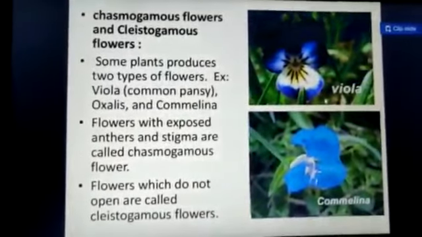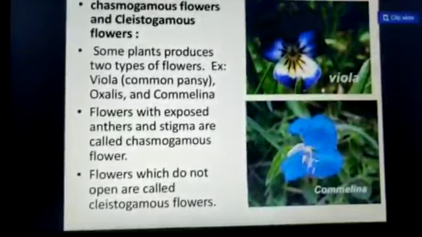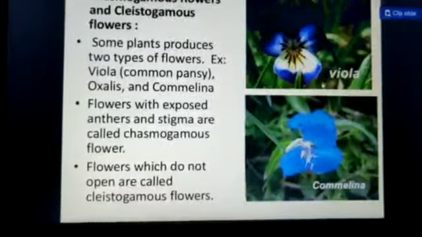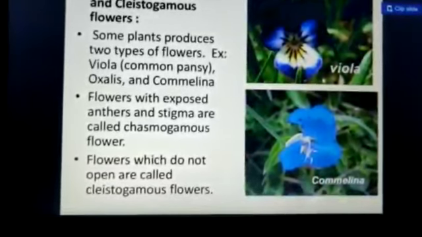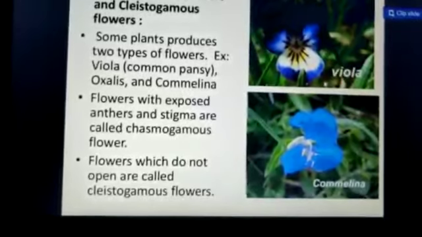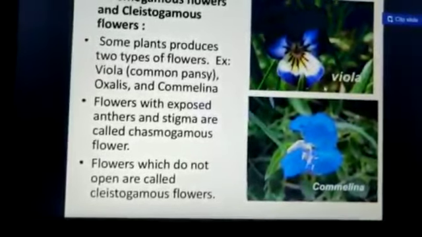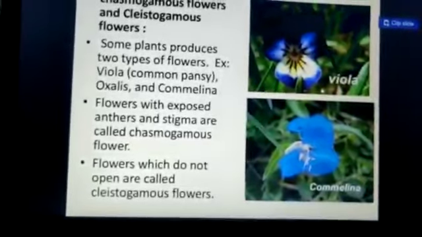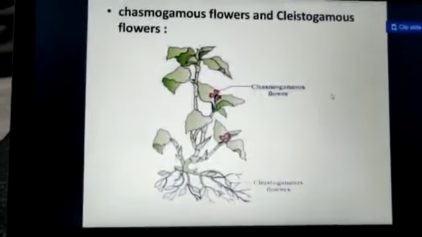Now, cleistogamous flowers. Some plants produce 2 types of flowers, like Viola, the common pansy, Oxalis and Commelina. Flowers with exposed anthers and stigmas are called chasmogamous. Flowers which do not open are called cleistogamous. Cleistogamy means simply the flower does not open in its life. Without opening, they fertilize themselves inside the flower. That is cleistogamy, an example of a cleistogamous flower.